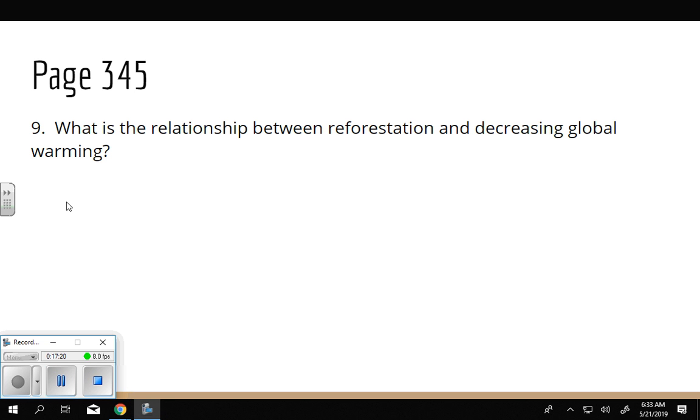Question 9. What is the relationship between reforestation and decreasing global warming? Trees use CO2 to do photosynthesis, which means it might help to reduce global warming.